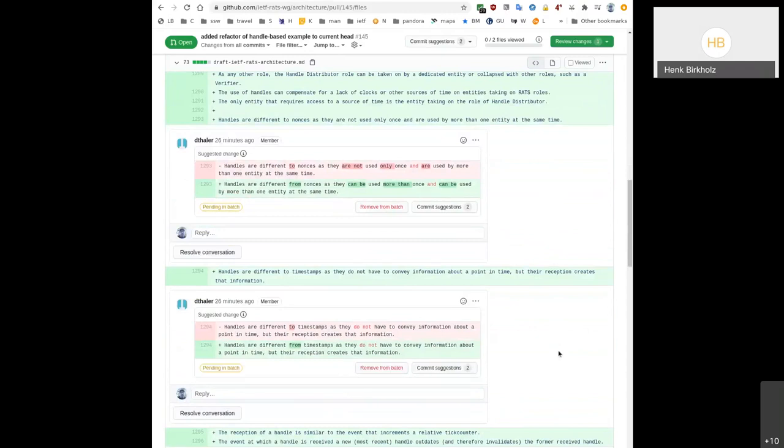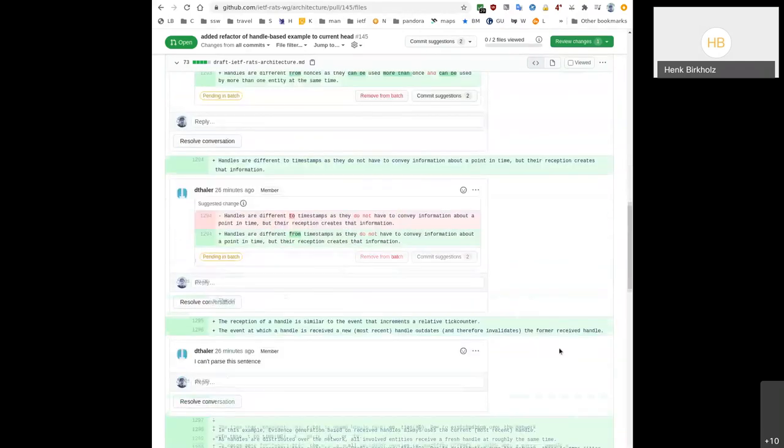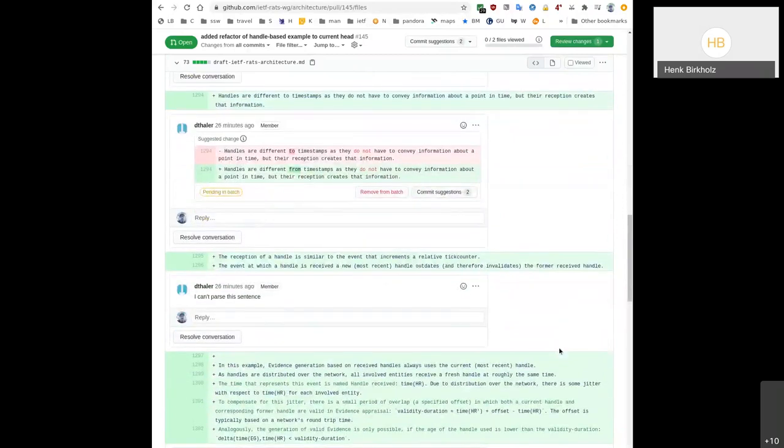Then I'm very, very easy. The handles are different, because why are they different? You cannot just claim it. You have to highlight why this is the case. It's just me being a little bit thorough. Moving down a little bit, please. And you can parse that one. Yes, I didn't know what the right way to fix the grammar on this one was.